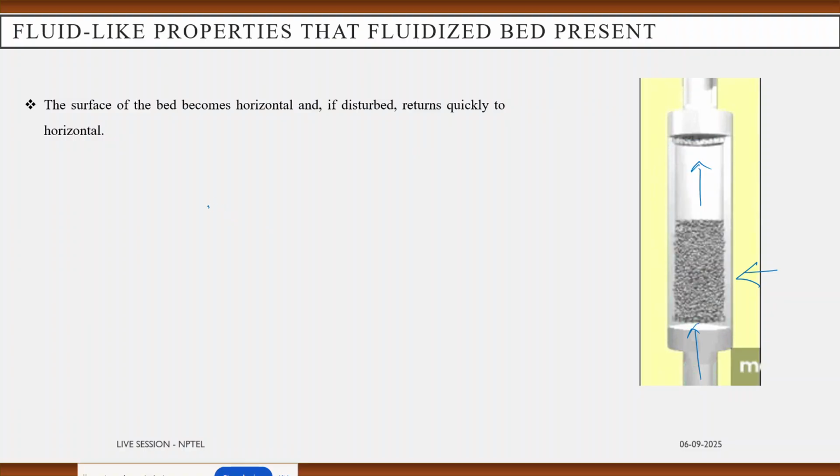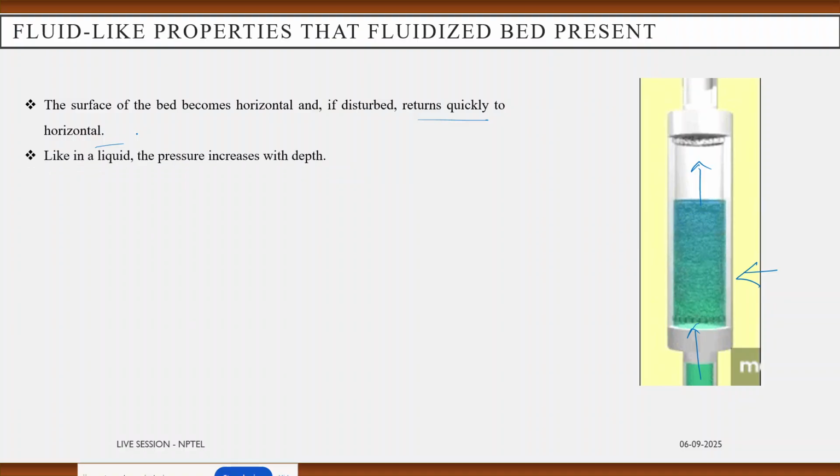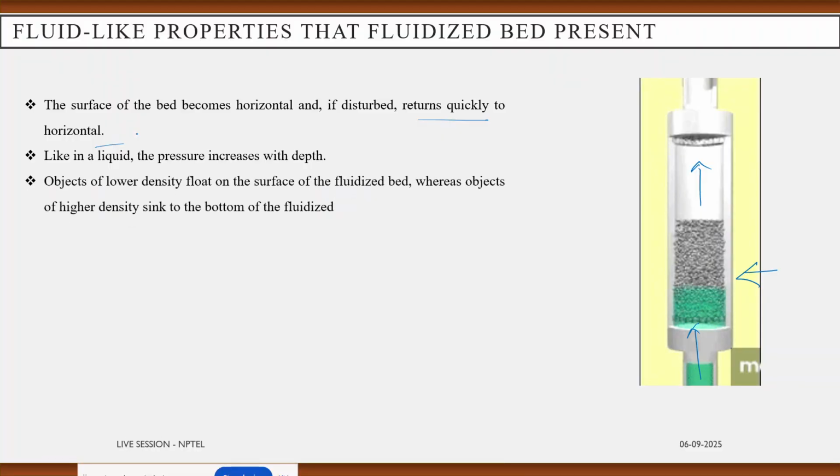At that point, the properties of the bed will be similar to fluid properties. The surface of the bed becomes horizontal, and if it is disturbed, it returns quickly to the horizontal, like a liquid, like a fluid. Like in a liquid, the pressure increases with depth. In a fluidized bed, it is the same condition. Objects of lower density will float on the surface of the fluidized bed, whereas objects with higher density will sink to the bottom of the fluidized bed.